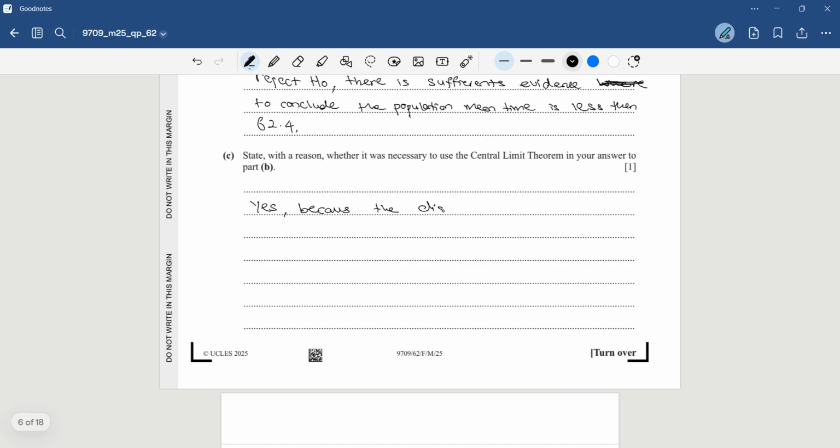You can say yes, it is necessary to use central limit theorem because the distribution of the population is unknown. Or you can say the distribution of the population is not normally distributed. Also fine.